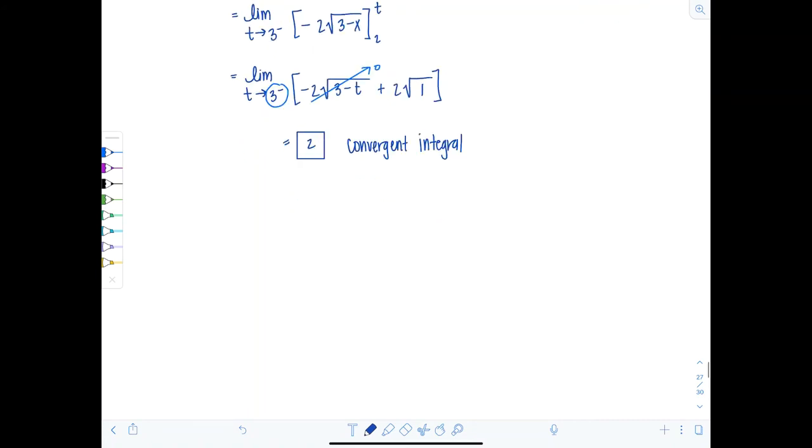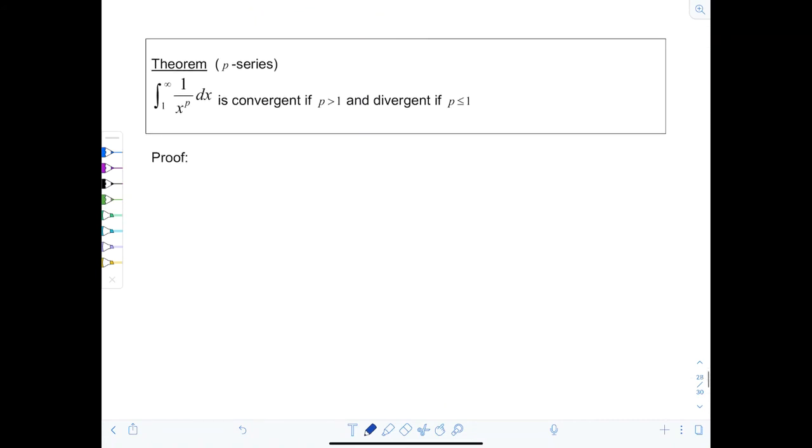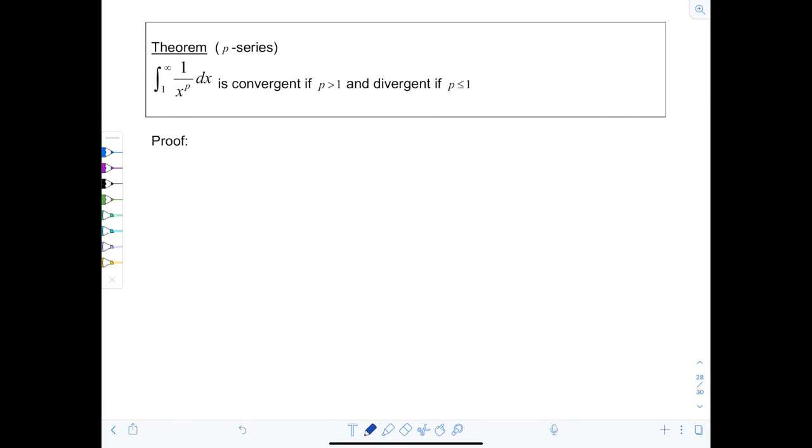Okay, now we're going to look at a very important theorem that's going to come up later when we study infinite sequences and series later in this course, and it has to do with p series. So here we have an improper integral. The limits of integration are from 1 to infinity. And the theorem tells us this integral of 1 over x to the p dx is convergent if p is greater than 1 and divergent if p is less than or equal to 1. Okay, so we're going to prove it right now.